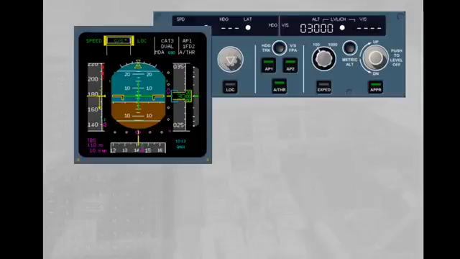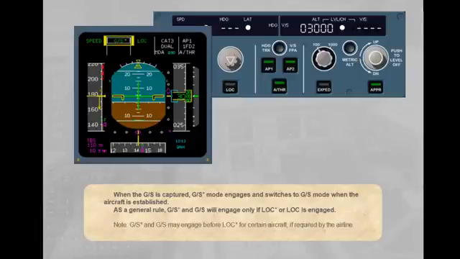As a general rule, glide slope star and glide slope will engage only if lock star or lock is engaged. Note: glide slope star and glide slope may engage before lock star for certain aircraft, if required by the airline.